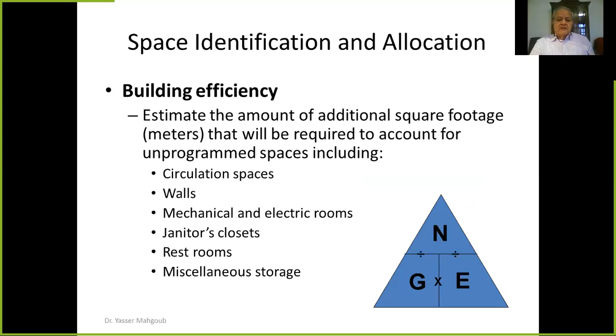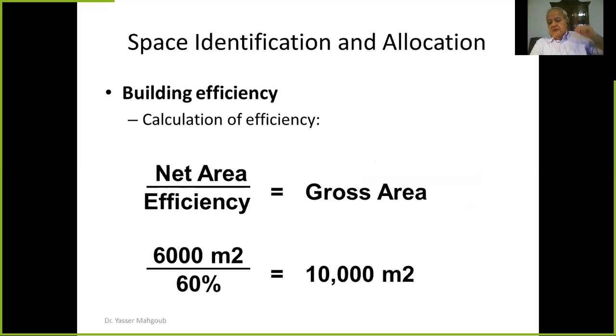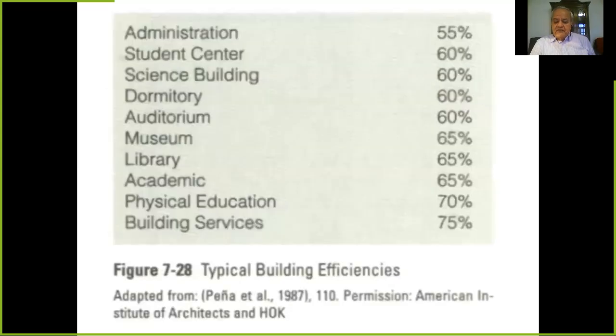The gross area includes all the other areas required. So if we have a net area of 6,000 meters square and the efficiency of the building is 60%, then the gross area will be 10,000 meters square. There are different ratios for different buildings. They are not too far from each other, but they depend on the function of the building.